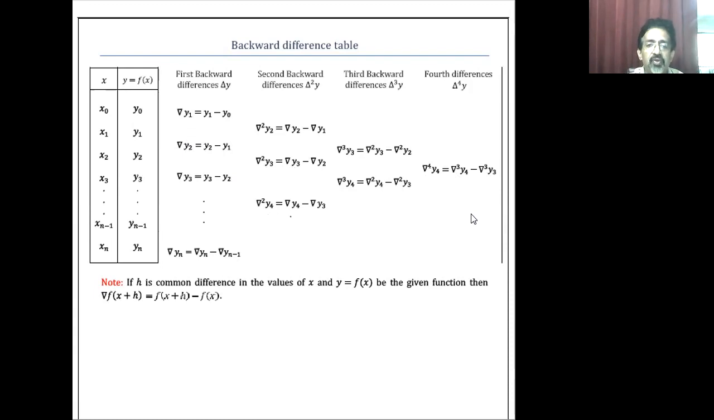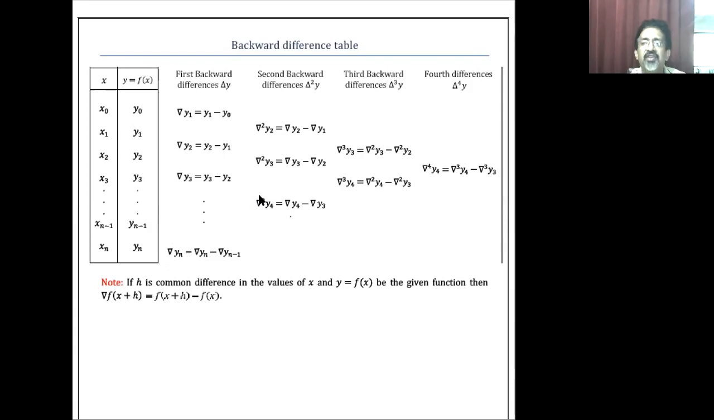See here, what is your observation? If you look at the bottom line, if you consider yn, then what will be the next diagonal element? It is nabla of yn. What will be the next diagonal element? It is nabla squared of yn. So if you go along the upward diagonal, the value remains the same. The first value is yn, the second column element is nabla yn, the third column element is nabla squared yn. So if you go along the upward diagonal, you get the backward differences of different orders, right?